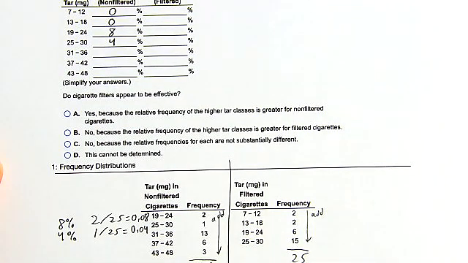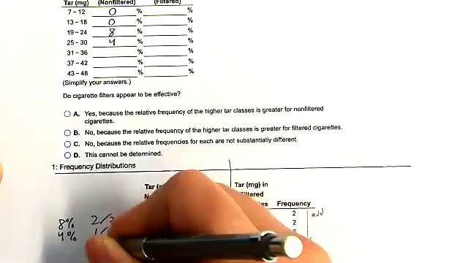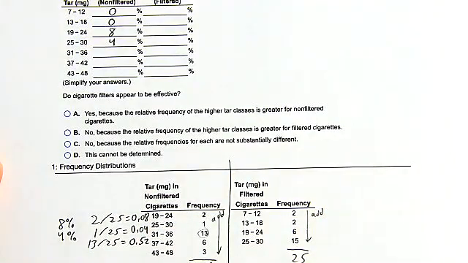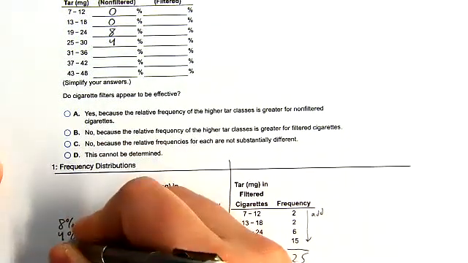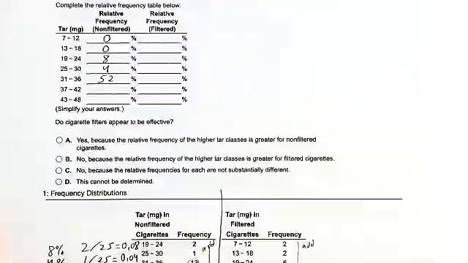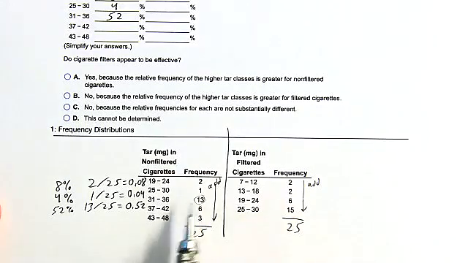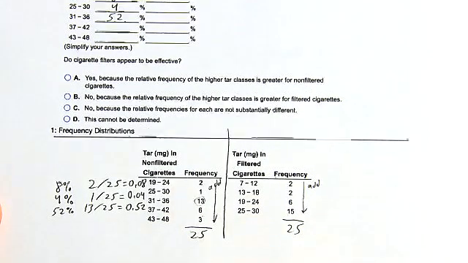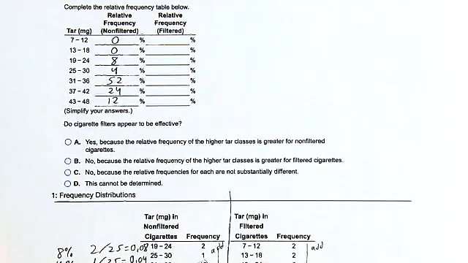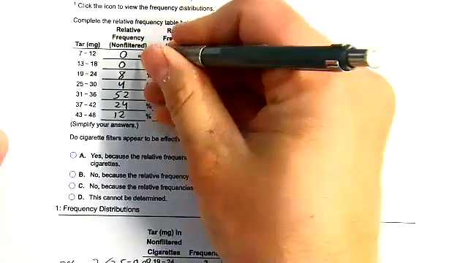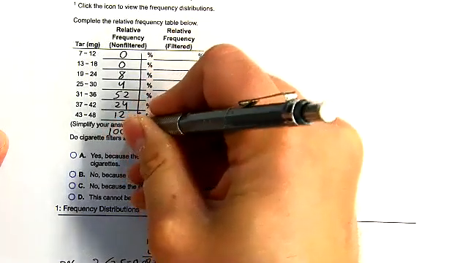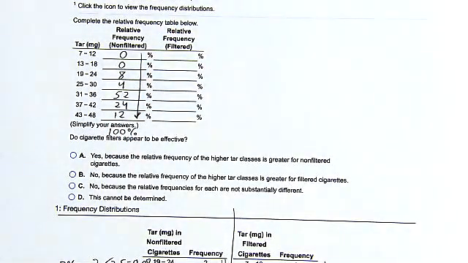The next one's going to be 13 divided by 25. 0.52, or 52%. And I'll assume you can get the rest. I'll just give you the solutions. So if you continue this pattern, 6 divided by 25, 3 divided by 25, you should get 24 and 12. And as a check, what should these numbers add up to? If you've done it correctly, these should add up to 100%. And they do, if you add them up.